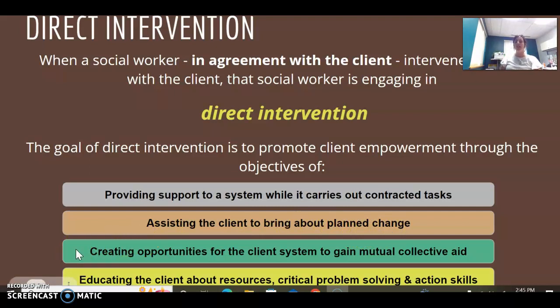Finding opportunities for the client system to gain mutual collective aid. And so that is really that you're facilitating avenues for a client to get resources, essentially. So if it is, again, looking for a job, you might help set up a job fair for clients to meet a bunch of potential employers, or a resource fair for someone who might be looking for housing resources. So you're just trying to create opportunities for the clients to empower themselves.